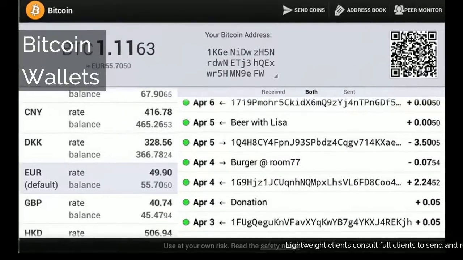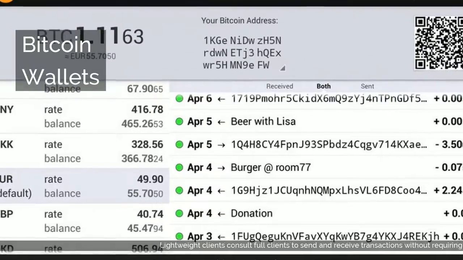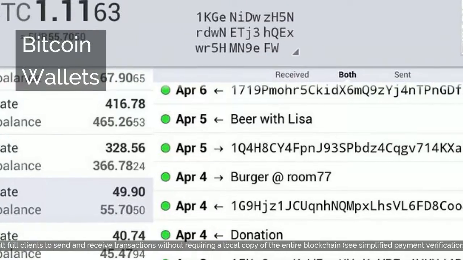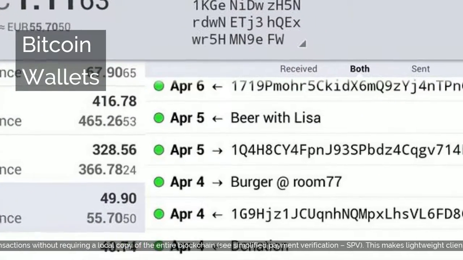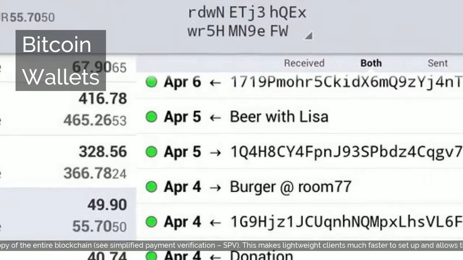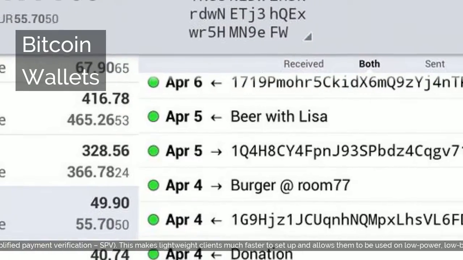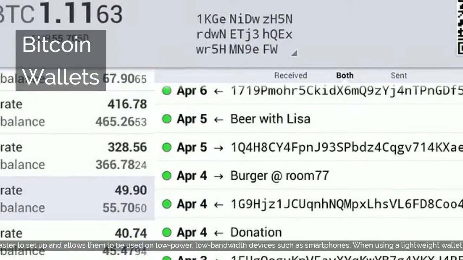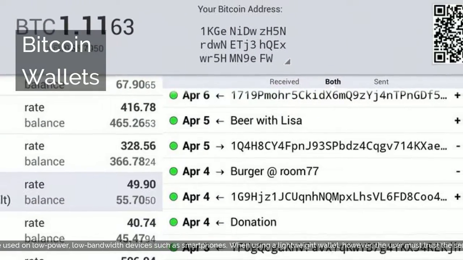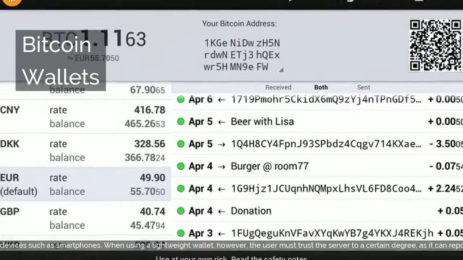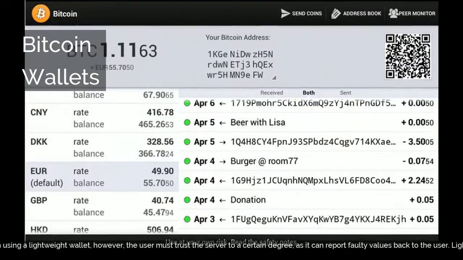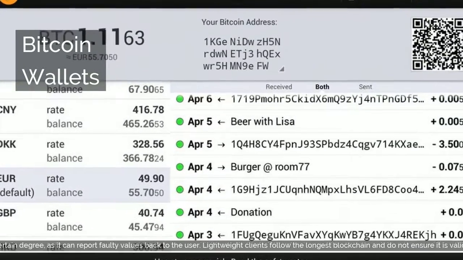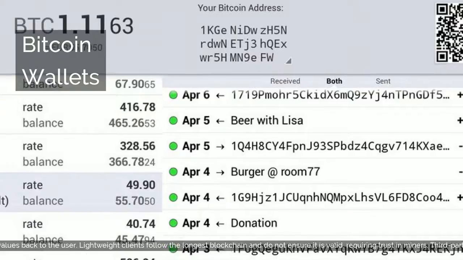Lightweight clients consult full clients to send and receive transactions without requiring a local copy of the entire blockchain. See Simplified Payment Verification, SPV. This makes lightweight clients much faster to set up and allows them to be used on low power, low bandwidth devices such as smartphones. When using a lightweight wallet, however, the user must trust the server to a certain degree, as it can report faulty values back to the user. Lightweight clients follow the longest blockchain and do not ensure it is valid, requiring trust in miners.